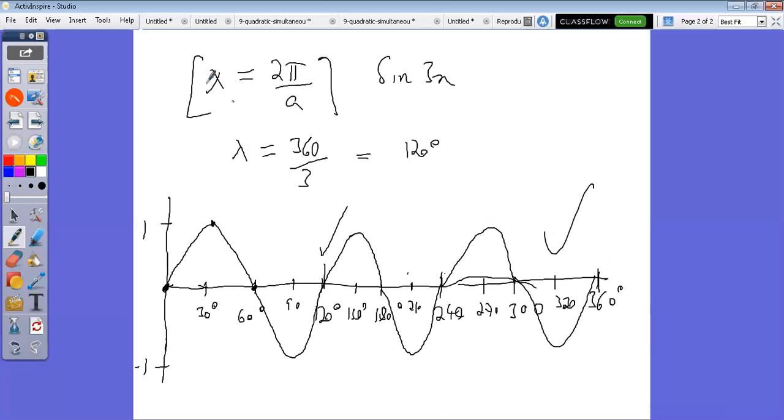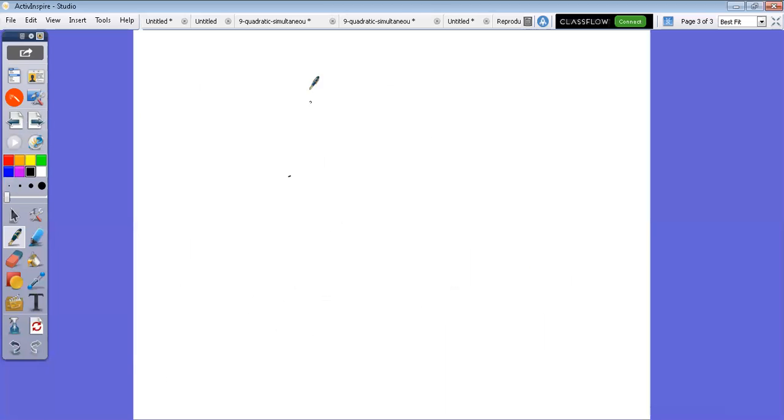So we are guided by this. Pi is equal to lambda, which is the wavelength, is equal to 2 pi divided by A. And I said this is the general curve sine AX, whatever A is. So what if I have this? I have Y is equal to sine half X.